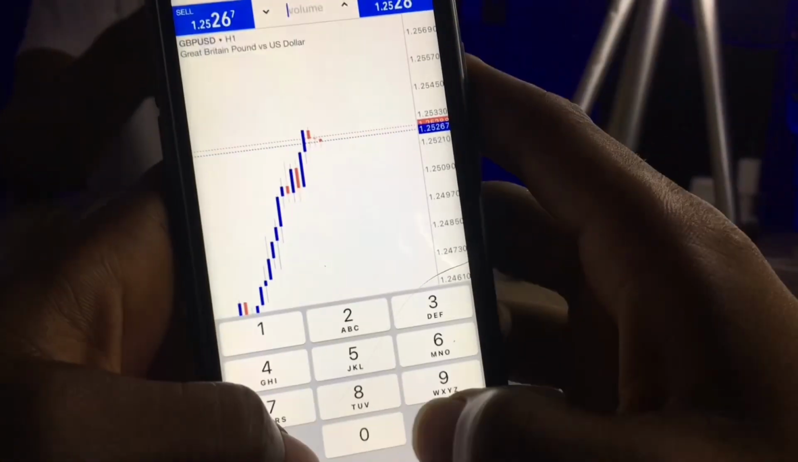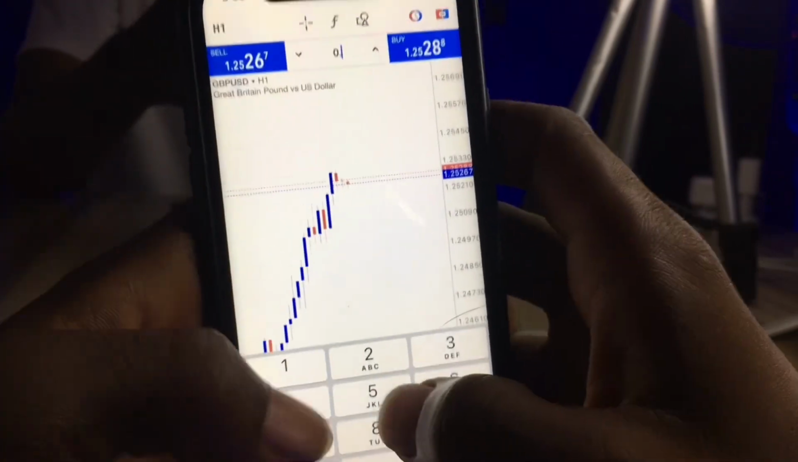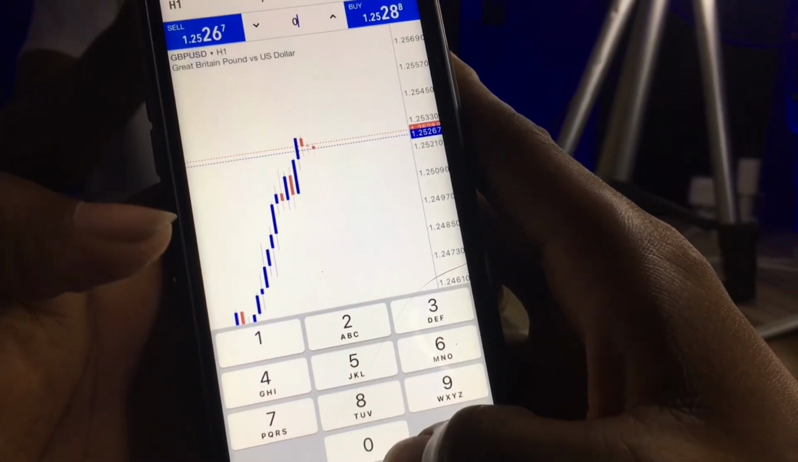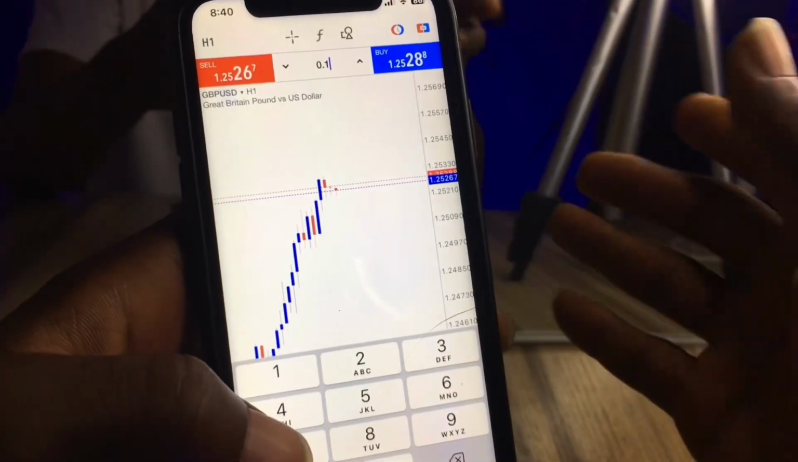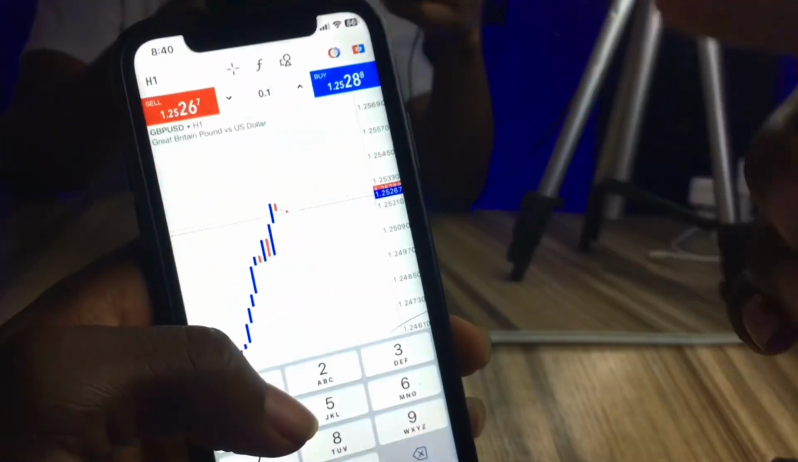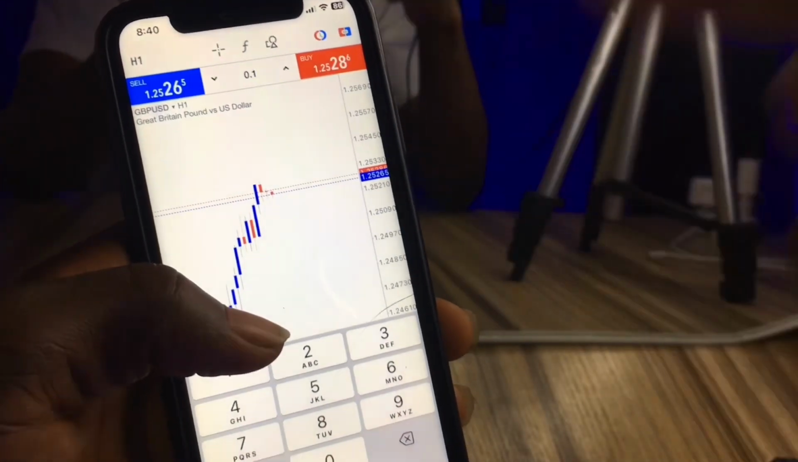And not just that, you also get to change your lot size. So I could just say, oh, for this trade I'm using 0.1, 0.5, 0.6. I can go ahead and change it on here. I'm placing my buy or my sell and it will be entered in the market.